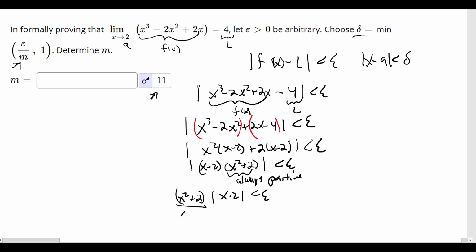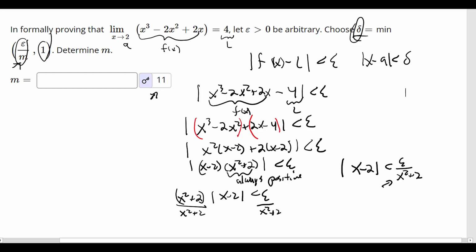If I were to divide by this, because this is non-zero, we'd have the absolute value of x minus 2 is less than epsilon over x squared plus 2. And if you look here, that is one of the options for the delta. Delta could be epsilon over something or 1. Well, how can we express this something?